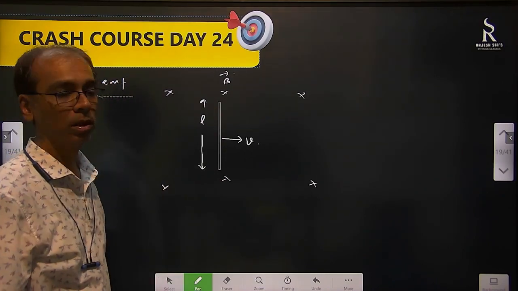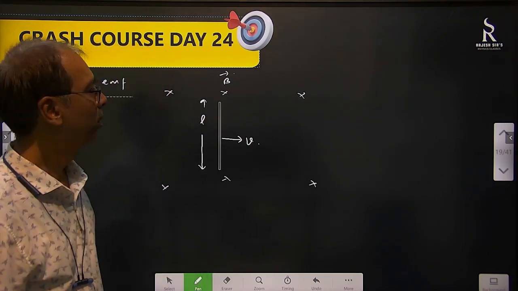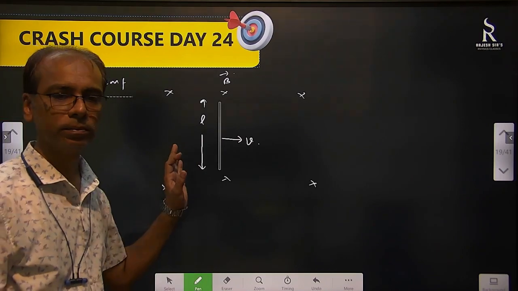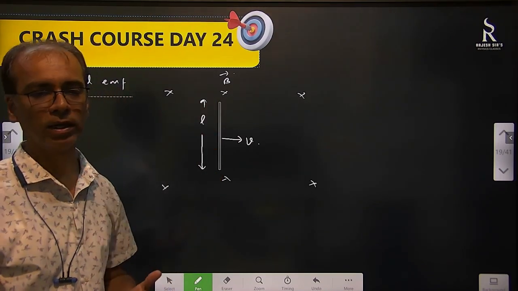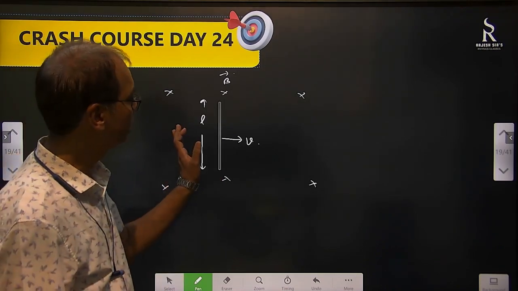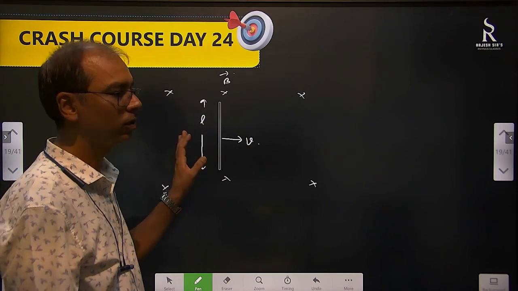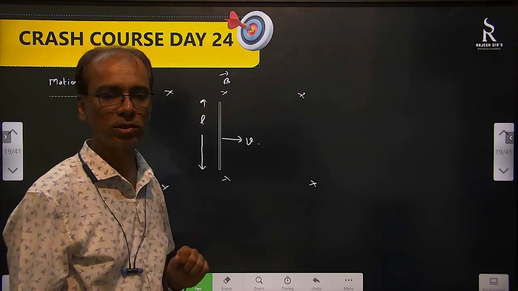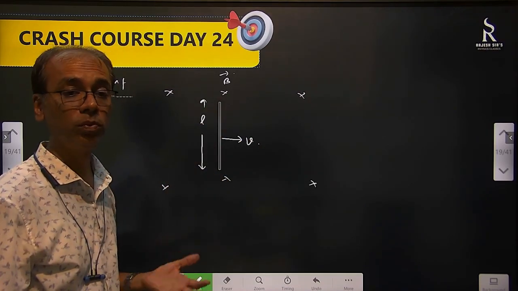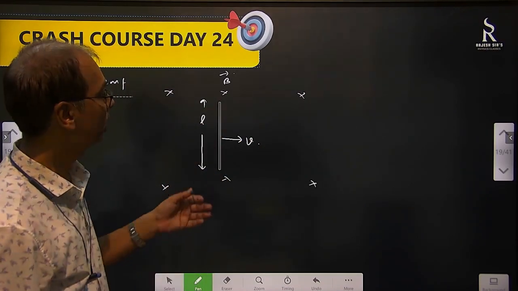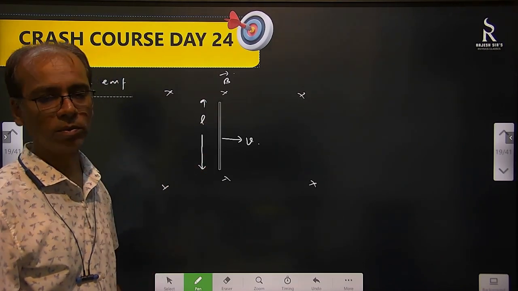How much EMF is induced across this one? I'm writing it directly, but I'll explain the theory. This being a conductor has free electrons in it. So when this moves with velocity v, the electrons are also moving with velocity v in this direction. When electrons move in a magnetic field, they are subjected to a force q v cross B, and because of that the electrons will start moving downwards.